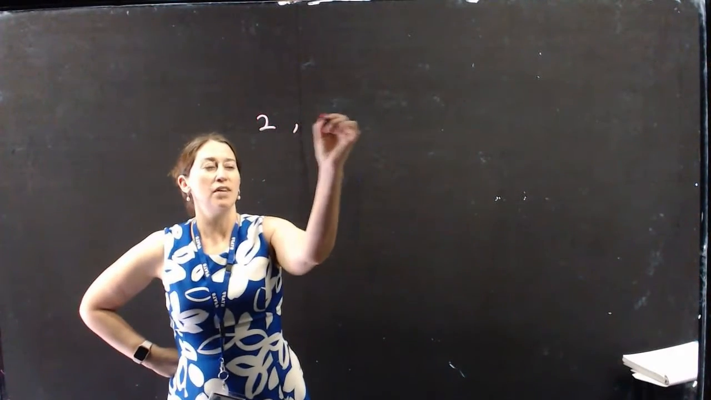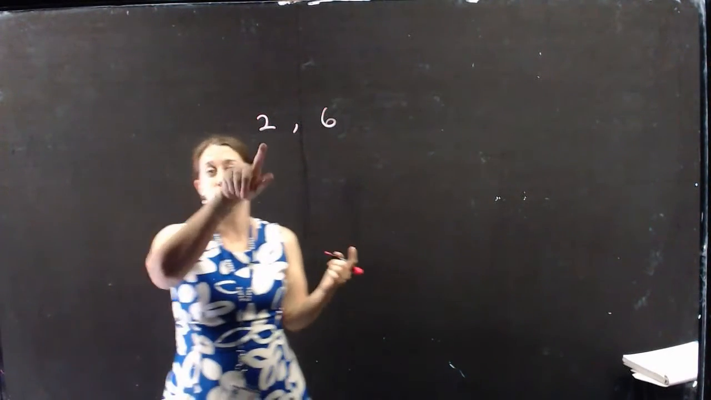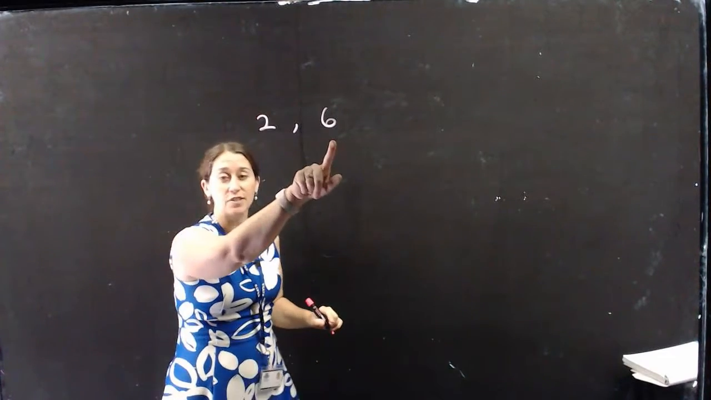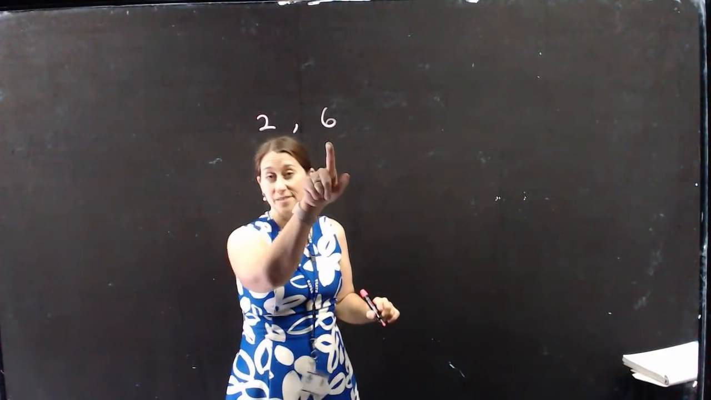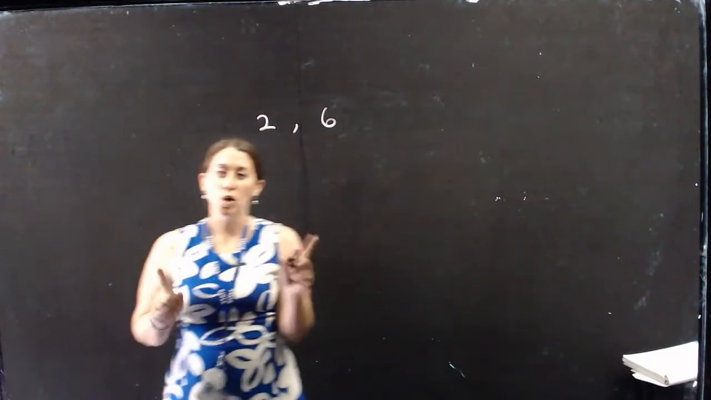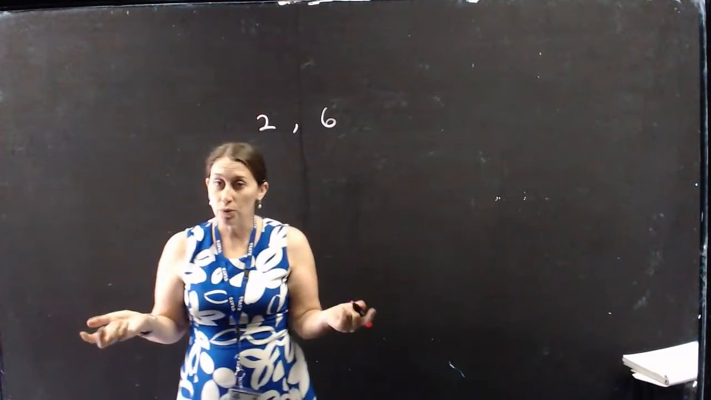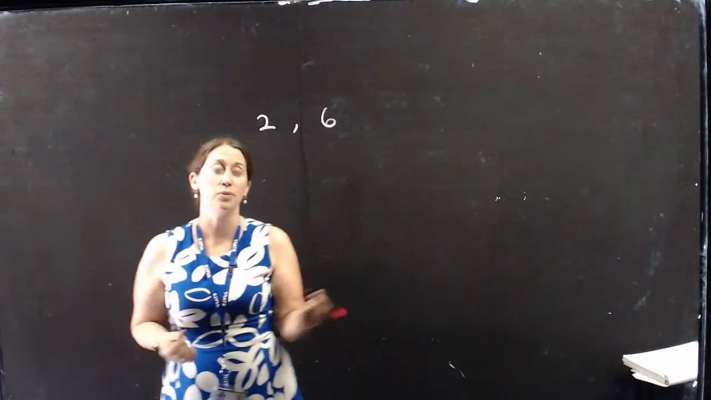So let's talk about numbers 2 and 6. Factors of 2: 1 and 2 only. Factors of 6: 1, 2, 3 and 6. So what's the one they have in common? 2, and it's the highest, so it's the highest common factor.